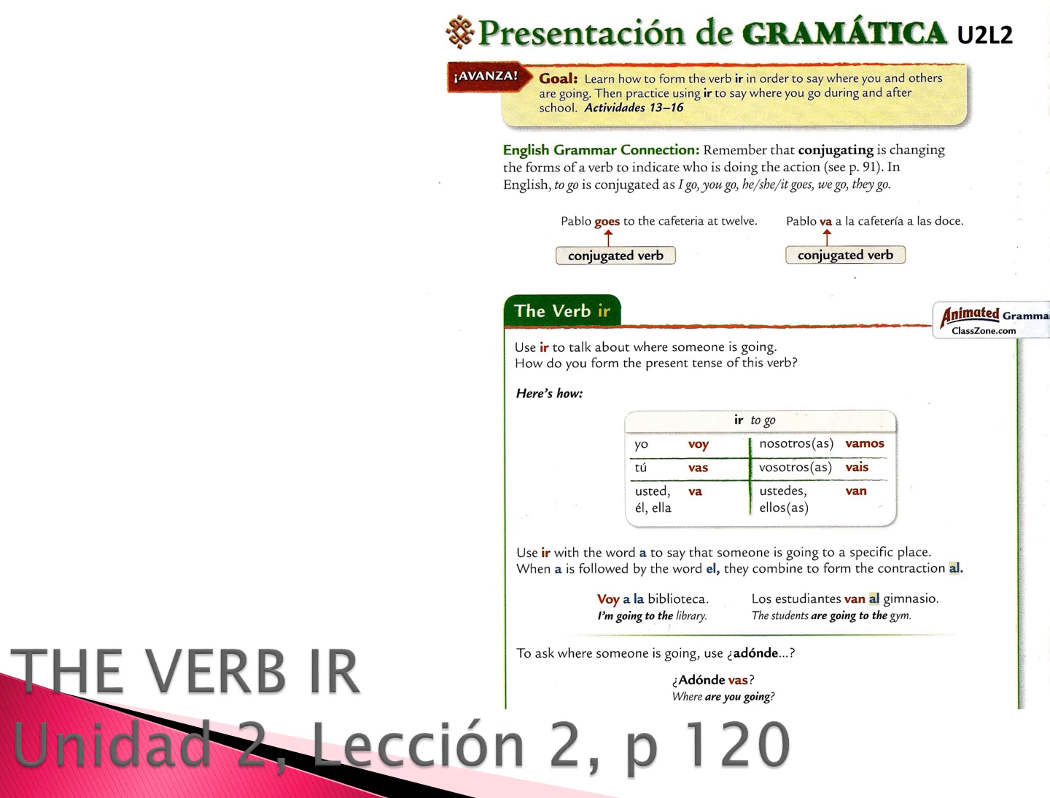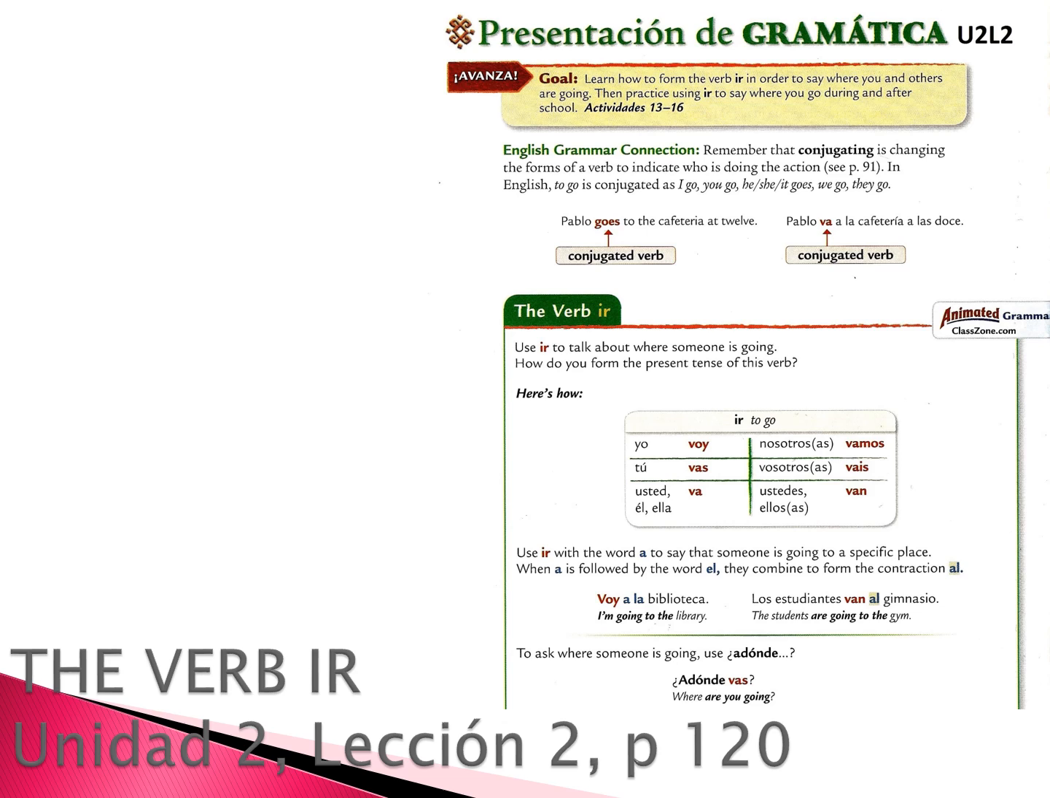The verb ir. Use ir to talk about where someone is going. How do you form the present tense of this verb? Here's how. Ir means to go. Yo voy, tú vas, usted va, él va, ella va, nosotros vamos, vosotros vais, ustedes van, ellos van.